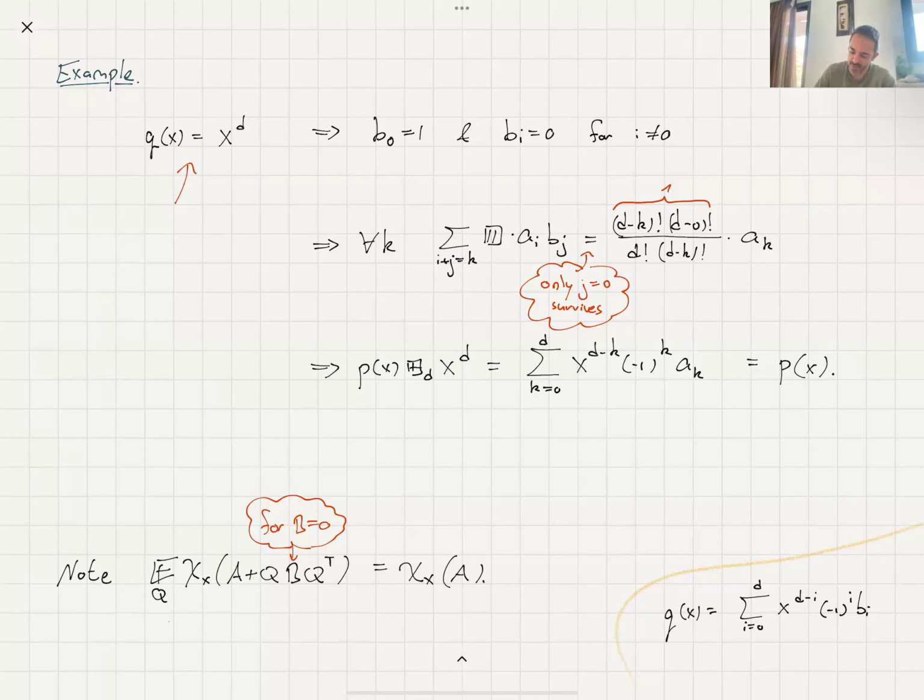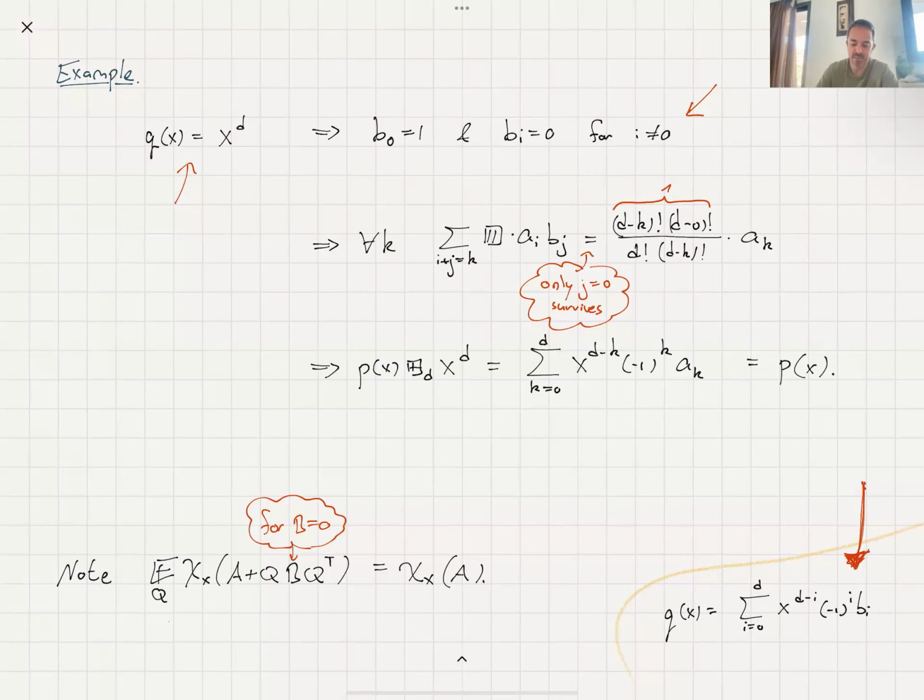This is just a reminder of this slightly weird notation in the beginning. So if Q of x is x to the D, then looking at this for a second, you'll see that B_0 is 1, because B_0 is the coefficient of x to the D, and minus 1 to the 0 is just 1. So B_0 is 1, and the rest of the B_i's, so B_1 up to B_D, are 0.